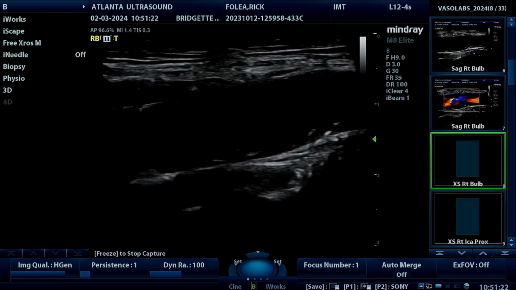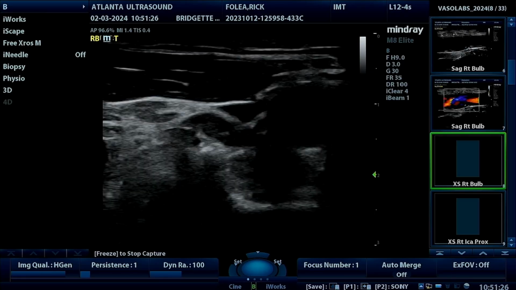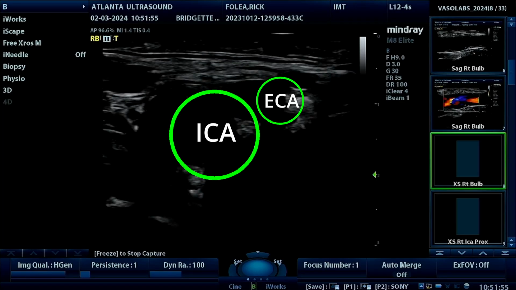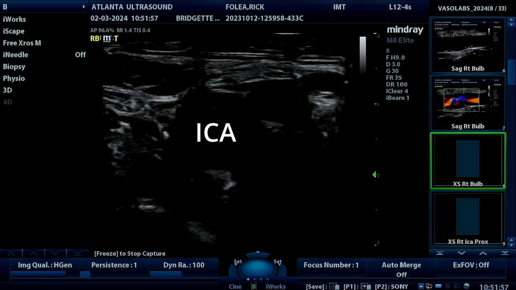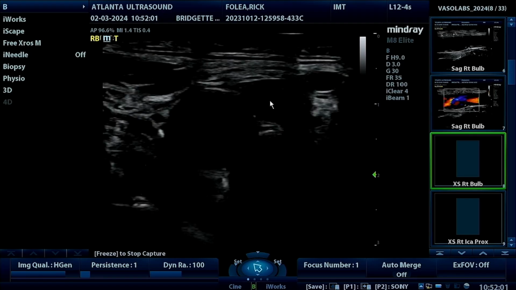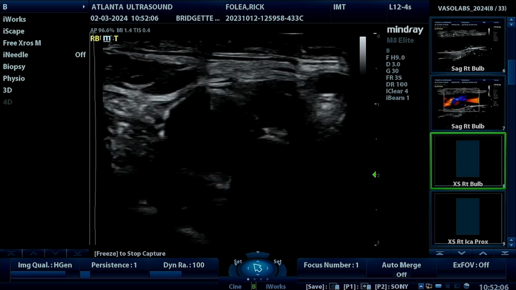Let's flip the sensor back to the transverse view so we can see all around the bulb instead of just one thin slice that we see in the lateral view. As we move through the bulb, we can now see the internal and external carotid arteries. This is probably the internal carotid artery because it's usually larger than the external artery. I assume that's because the brain requires more blood flow than the face.